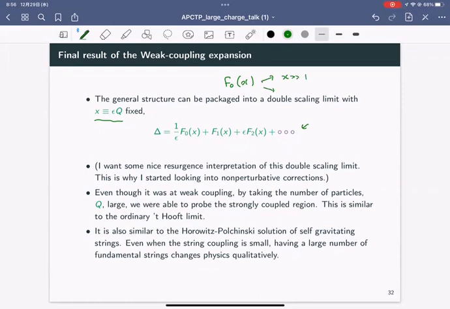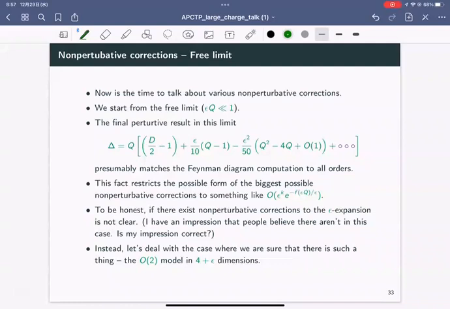It's the structure of the weak coupling expansion. So even though it was weak coupling, by taking the number of particles Q large, we were able to probe the strongly coupled region, meaning the d equals three Wilson-Fisher fixed point. This is actually similar to the ordinary 't Hooft limit. It's also similar to the Horowitz-Polchinski solution of self-gravitating strings, because even when the string coupling is small, having a large number of fundamental strings changes the physics qualitatively. So there is some analogy here I want to pursue in the future. Yes, so I guess I have about 3 minutes.